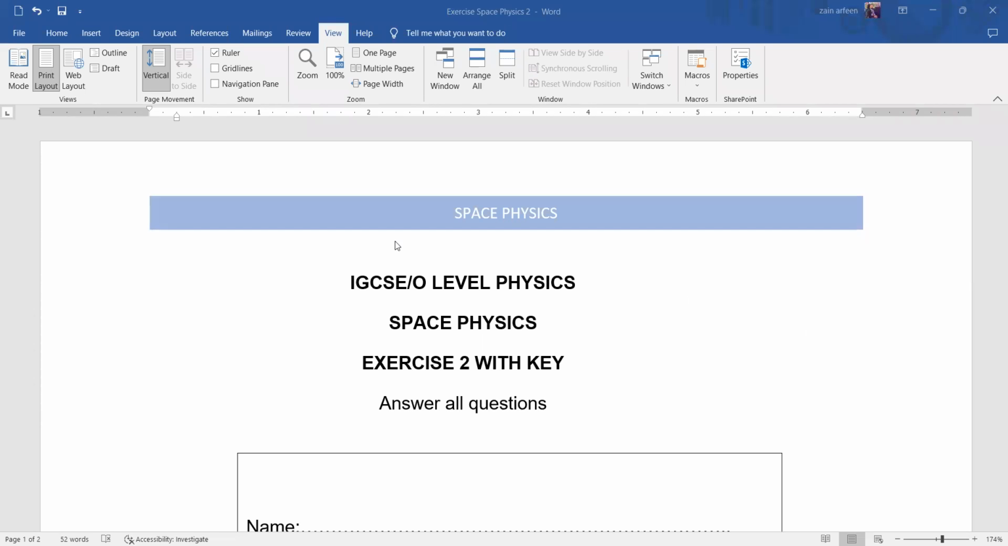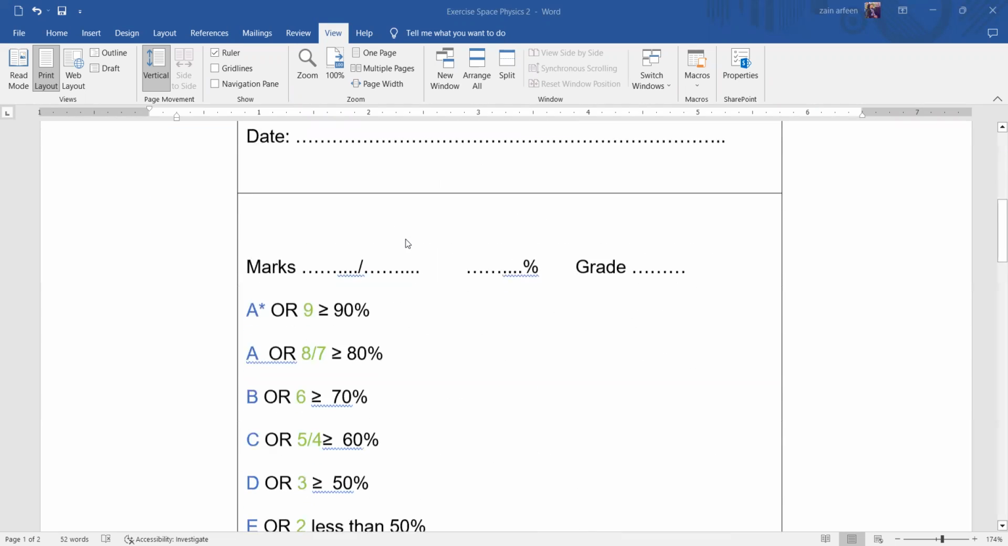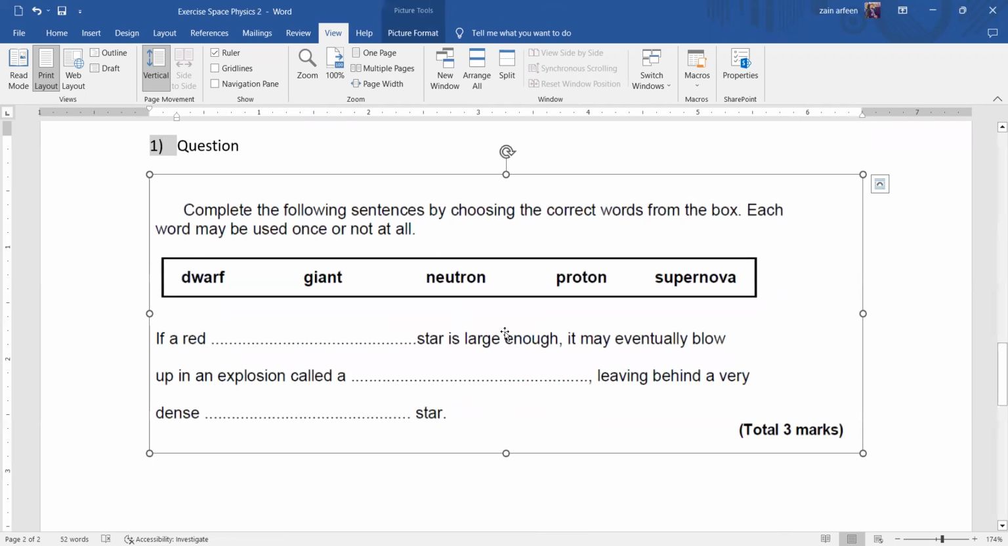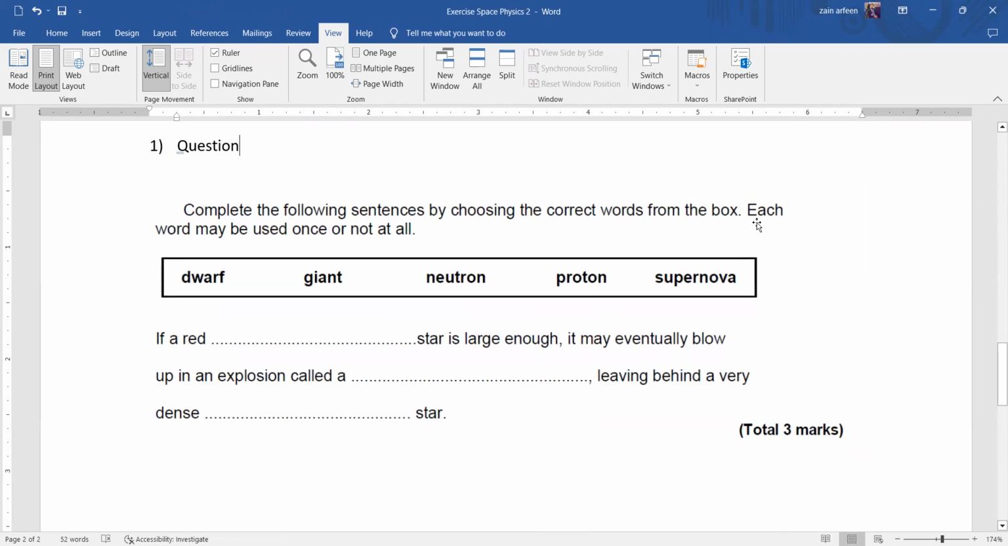So this one is exercise 2 of space physics with answer key. The first question is: complete the following sentences by choosing the word from the box. Each word may be used once, more than once, or not at all. You can use a screen annotation to complete this. This is related to the star cycle.